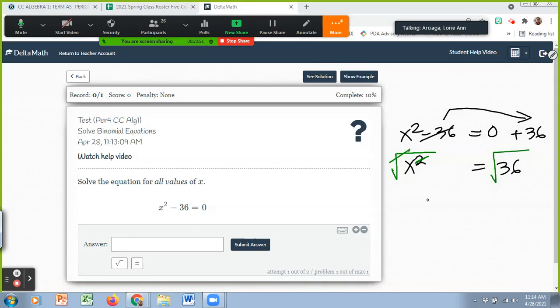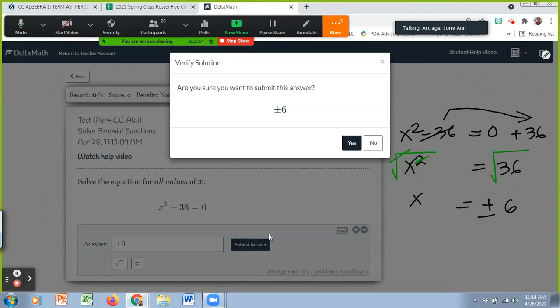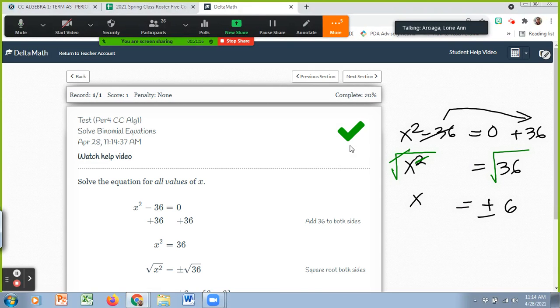So we get x is equal to, now what's the square root of 36? 6. Perfect. Okay, and then don't forget to put the plus or minus, because positive 6 times positive 6 is 36, and negative 6 times negative 6 is also 36. Now submit answer, and then click yes.